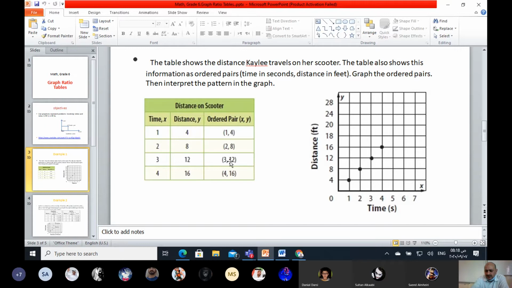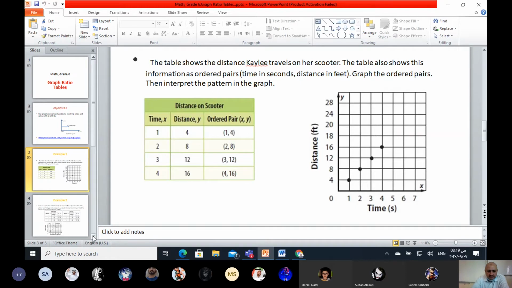And here (3, 12). Draw a line from 3 and from 12, the point will be here. And the last point, 4 in the x, 16 in the y, so the point will be here.